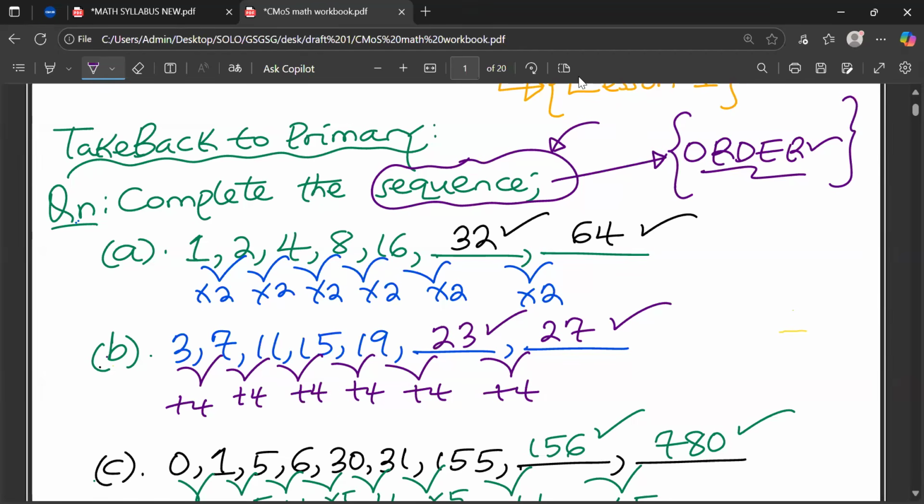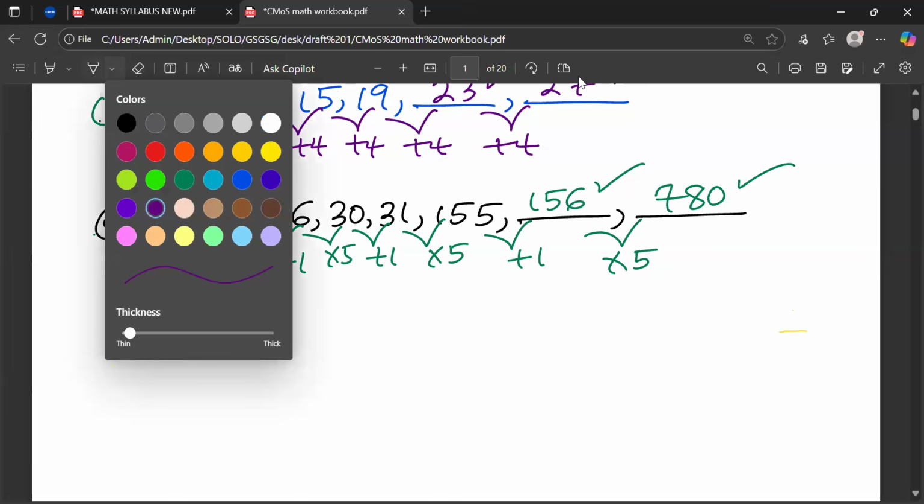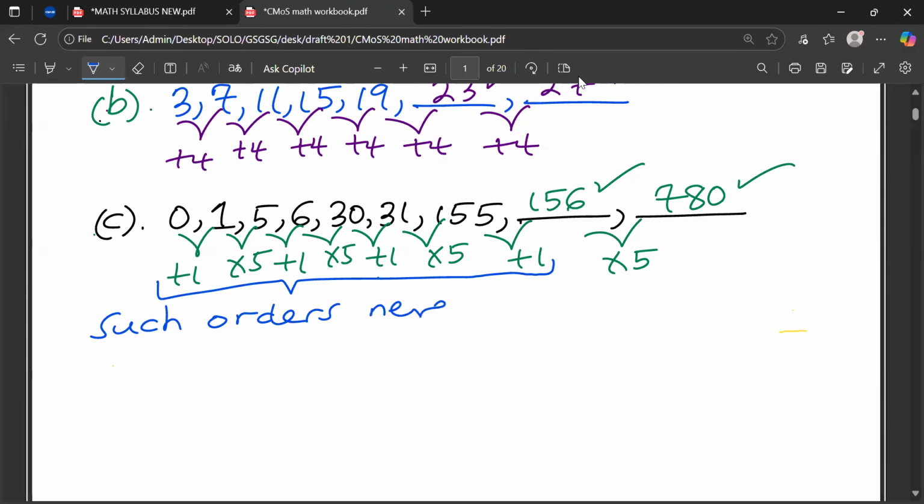So someone may be like, how do sequences differ from series? Now I'll bring the very first good news and tell you that we can never have such orders in series. Such orders never happen in series. That is one.